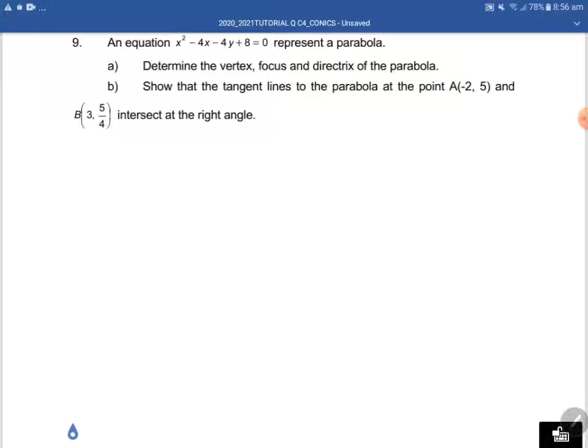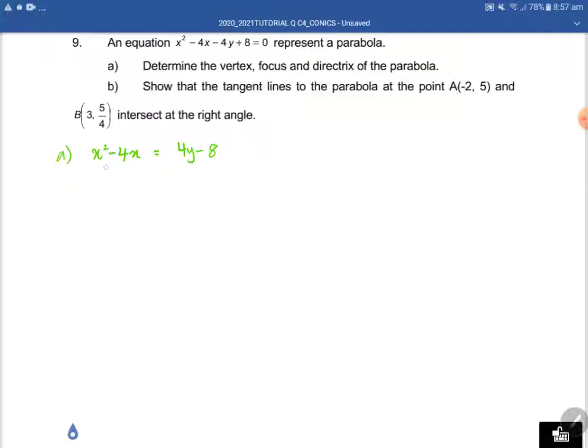So how to get the equation of the parabola in the standard form? We can apply completing the square (CTS). For question A, we have x squared minus 4x, which means x has the square, so we have to complete the square for x. Everything other than x, we should rearrange and put on the right side. So we will have 4y minus 8 on the right side.